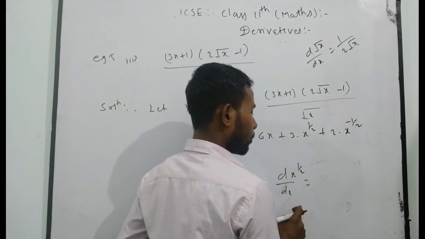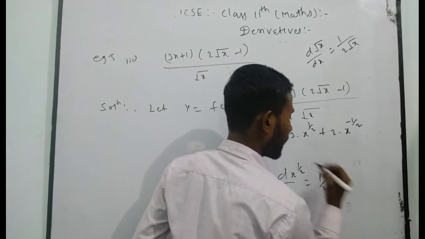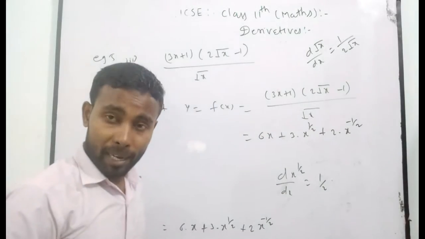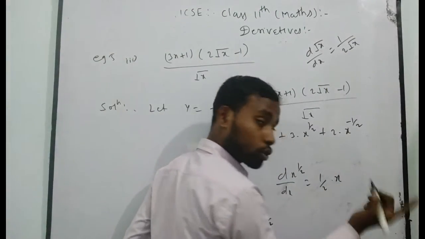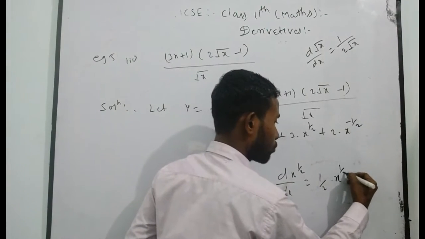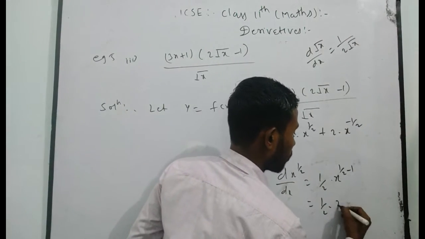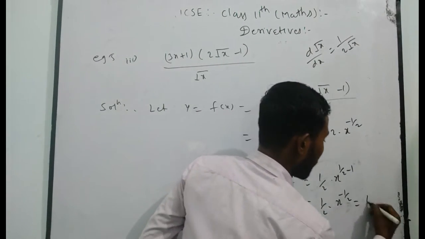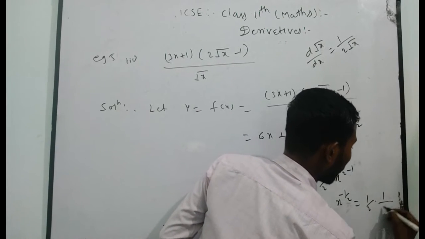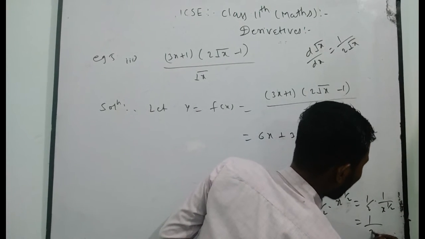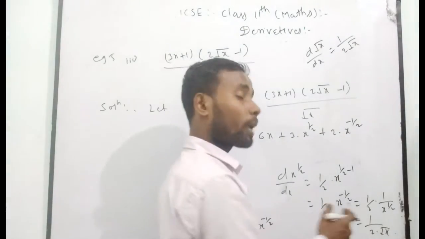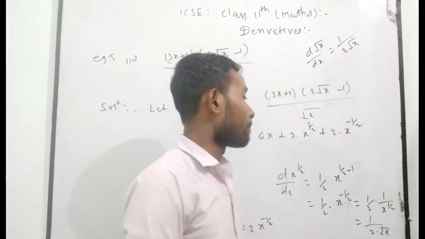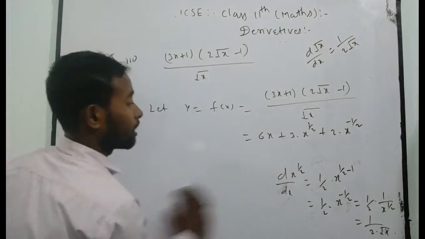Derivative of x to the power 1 upon 2 with respect to x is equal to, how can you utilize the formula? Derivative of x to the power n with respect to x is equal to n x to the power n minus 1. That means 1 upon 2 into x to the power 1 upon 2 minus 1, which will be 1 upon 2 into x to the power minus 1 by 2, which will be 1 upon 2 into 1 upon x to the power 1 upon 2, which will be 1 upon 2 into root under x. That means derivative of x to the power 1 upon 2 is equal to 1 upon 2 root under x. You have to remember this formula, and I will use it directly in the expression.